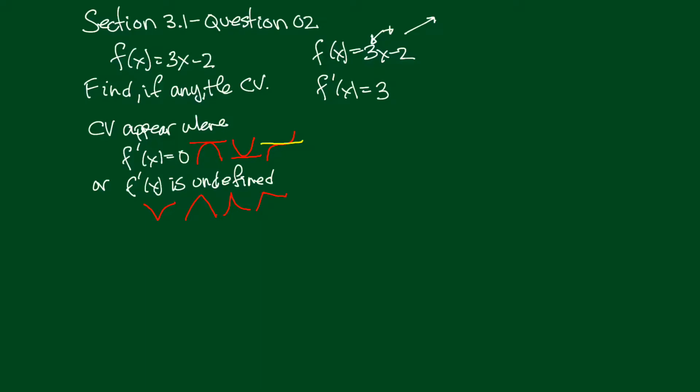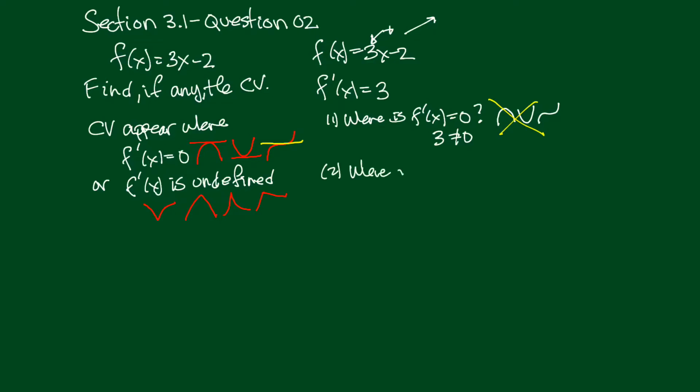And then you ask the two questions. Number 1, where is f prime of x equal to 0? That's going to give us these smooth max, mins, or terrace points. But 3 is never equal to 0, so there's none of these. We aren't going to get any of those. The second question is, where is f prime of x undefined? And f prime of x is 3. That is always defined, so it's never undefined.